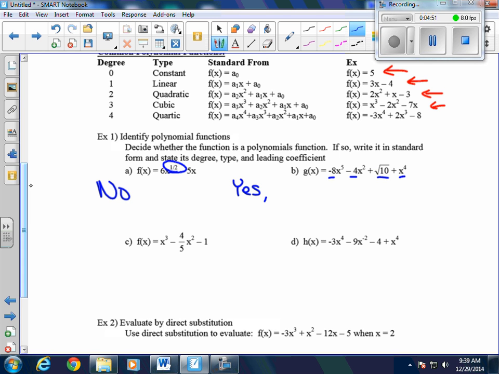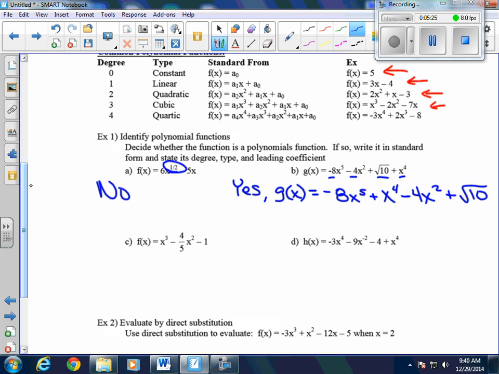So let's do that. We're going to go g of x equals, now standard form means I want my highest power first. My highest exponent's going to come first, and so on and so forth. So it's going to be g of x equals negative 8x to the fifth plus x to the fourth minus 4x squared plus x squared minus 4x plus square root of 10, which is my constant. There's no variable part on that. That is my constant. So we wrote it in standard form.